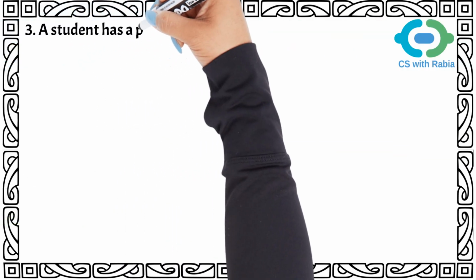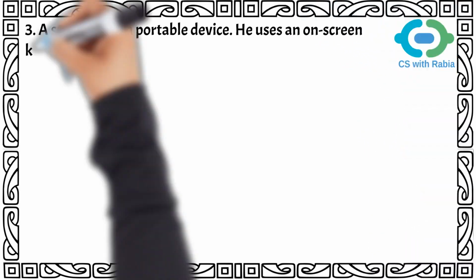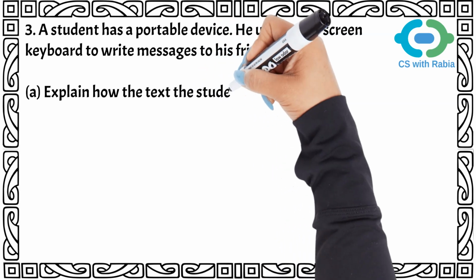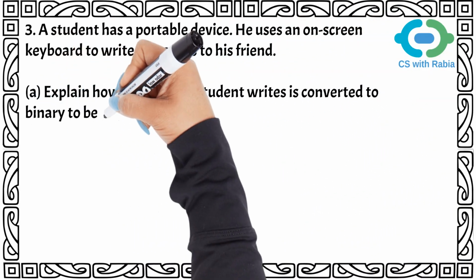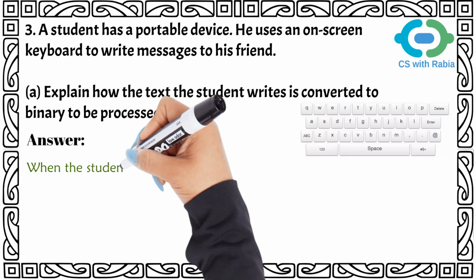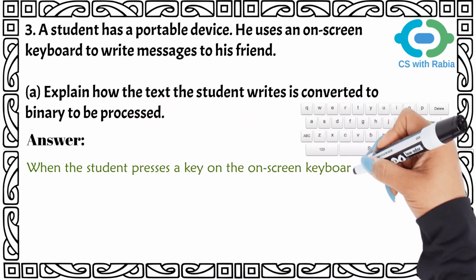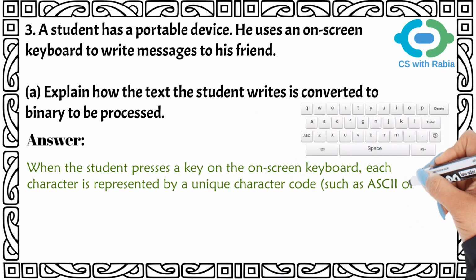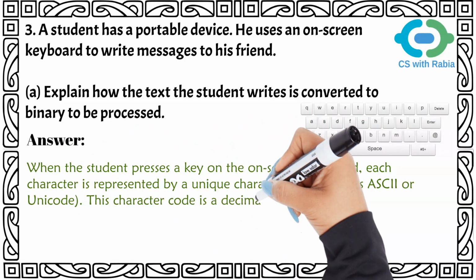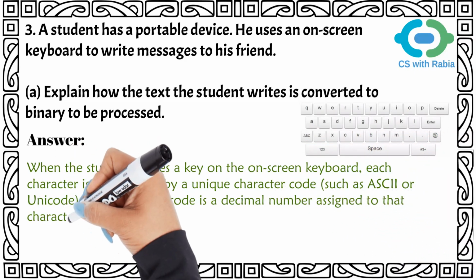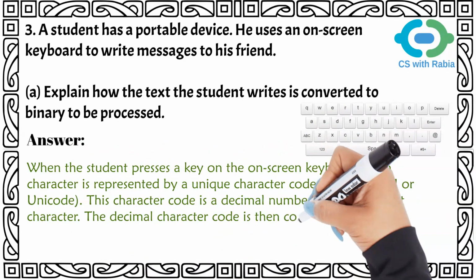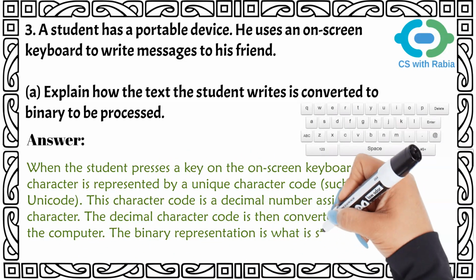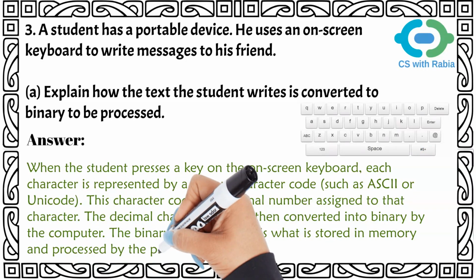A student has a portable device. He uses an on-screen keyboard to write messages to his friend. Explain how the text the student writes is converted to binary to be processed. When the student presses a key on the on-screen keyboard, each character is represented by a unique character code, such as ASCII or Unicode. This character code is a decimal number assigned to that character. The decimal character code is then converted into binary by the computer. The binary representation is what is stored in memory and processed by the processor.